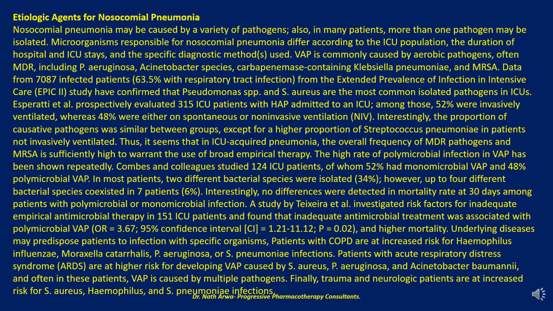A study by Teixeira and colleagues investigated risk factors for inadequate empirical antimicrobial therapy in 151 ICU patients and found that inadequate antimicrobial treatment was associated with polymicrobial ventilator-associated pneumonia. Odds ratio equal to 3.67, with a 95% confidence interval equal to 1.21 to 11.12, with a p-value equal to 0.02, and higher mortality. Underlying diseases may predispose patients to infection with specific organisms.